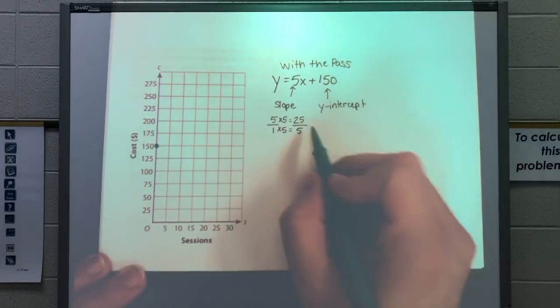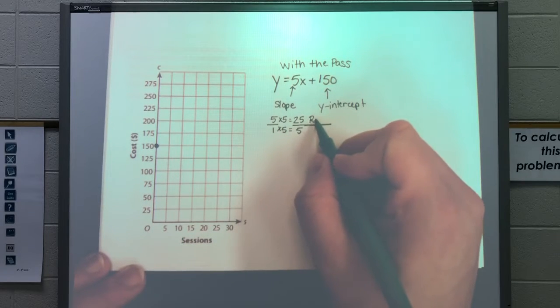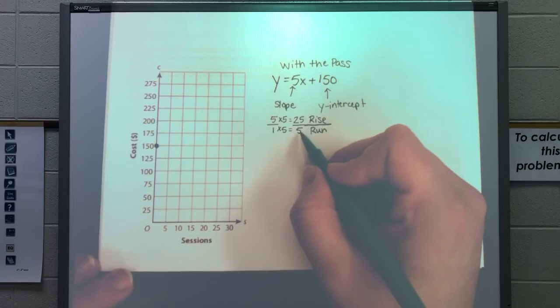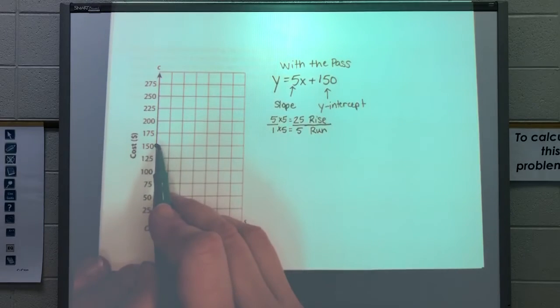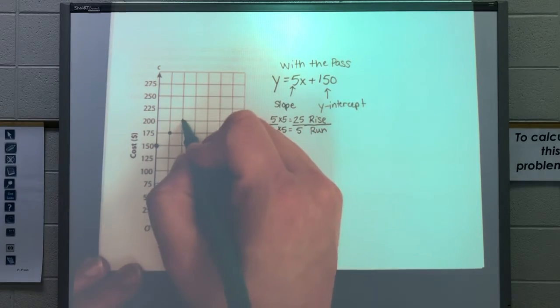So truthfully, when we're doing our slope for this problem, we're going to rise 25 and run 5. So we're going up 25 and we're going to run 5 over and over and over.